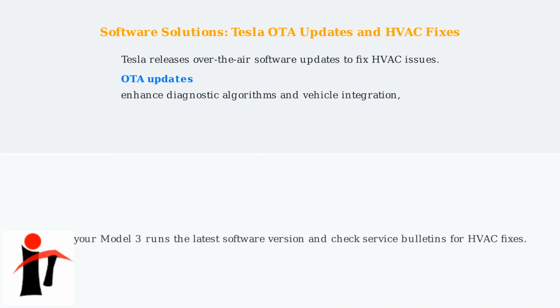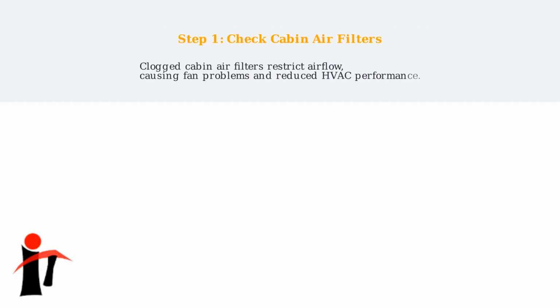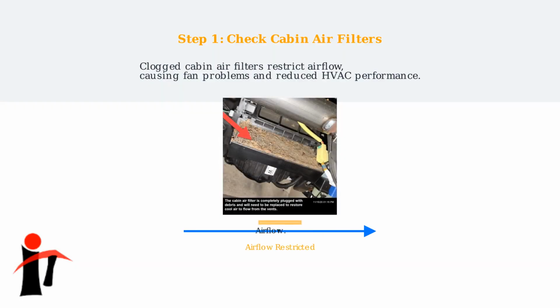Make sure your Model 3 is running the latest software version and keep an eye on Tesla's service bulletins for specific HVAC-related fixes. Before heading to a service center, try some DIY troubleshooting. Check and clean the cabin air filters, as clogged filters can cause fan problems. Clean or replace the filter to restore proper airflow.